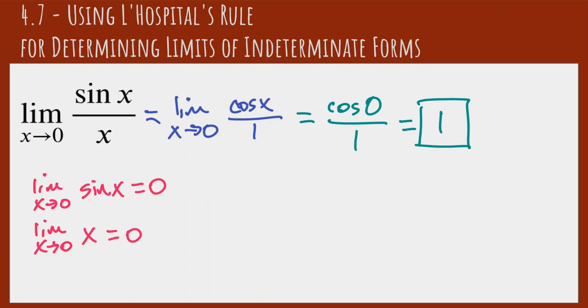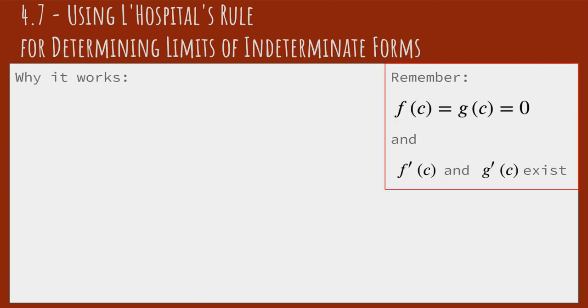If you remember, before we evaluated this limit numerically, so we just looked at what happens to the sine of x over x as x gets closer and closer to 0. We also graphed it and looked at what happens with the graph. Now this gives us an analytical or an algebraic way of evaluating this. I want to take a moment here to show you why it works.